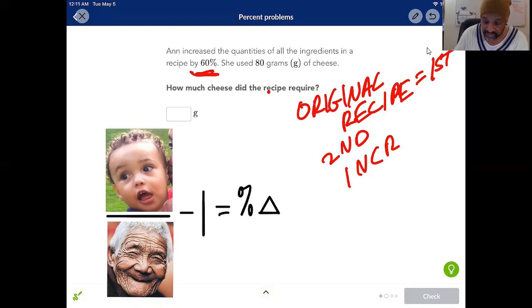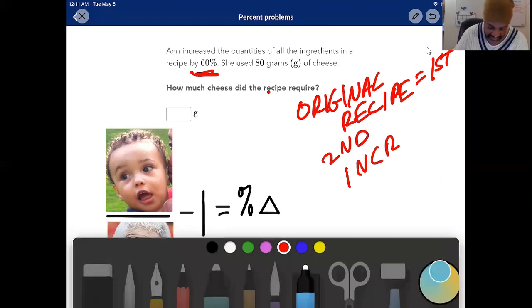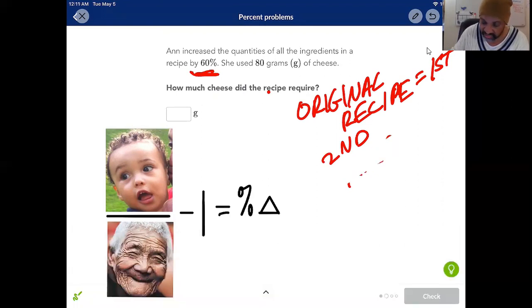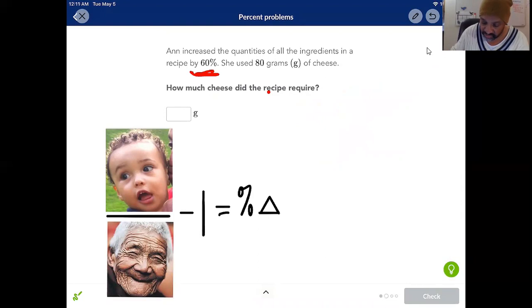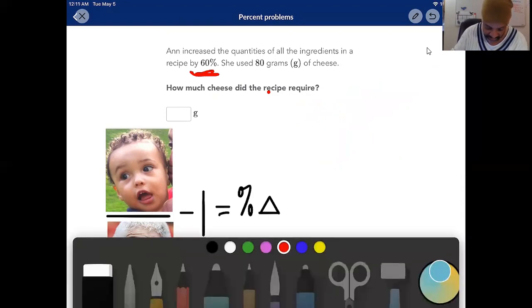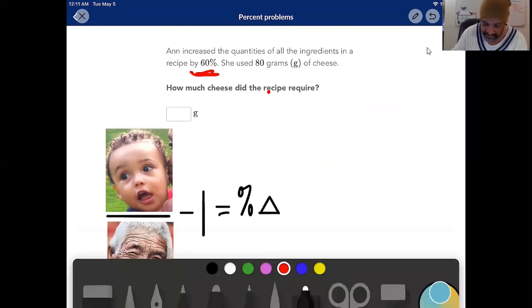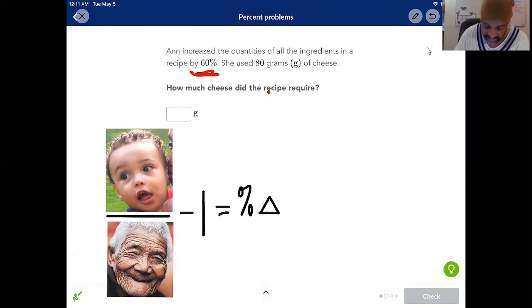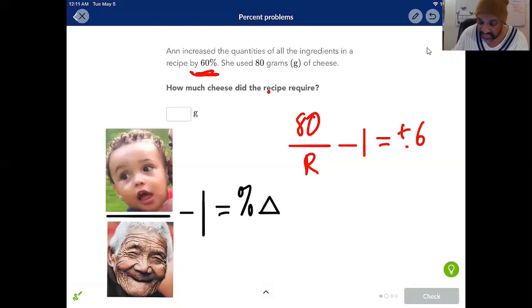All right, so now here's what we're going to have. I'm going to erase this because I need that space. So remember, the original recipe was first. Let's make it R for recipe. She used 80 grams. She increased it by using 80 grams. We subtract 1. And then it increased by 60%. So we got 60% here.